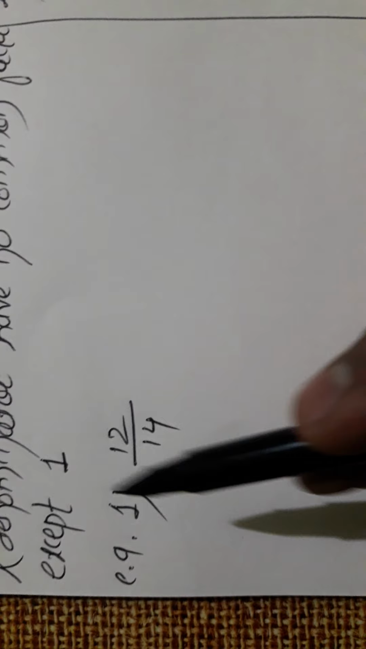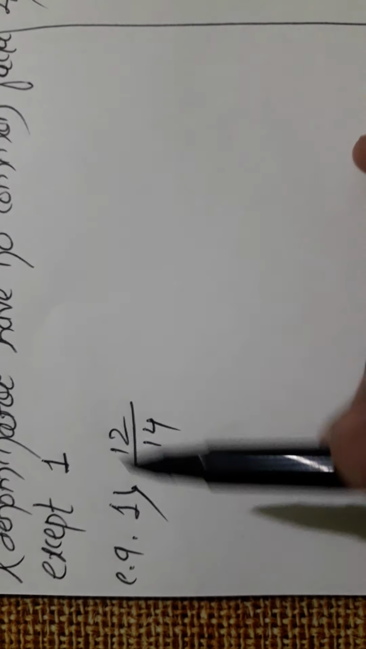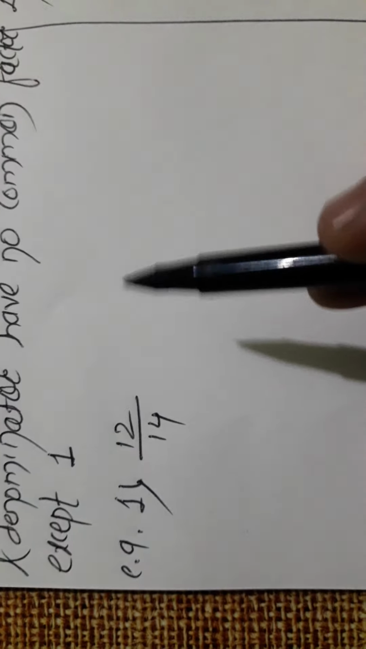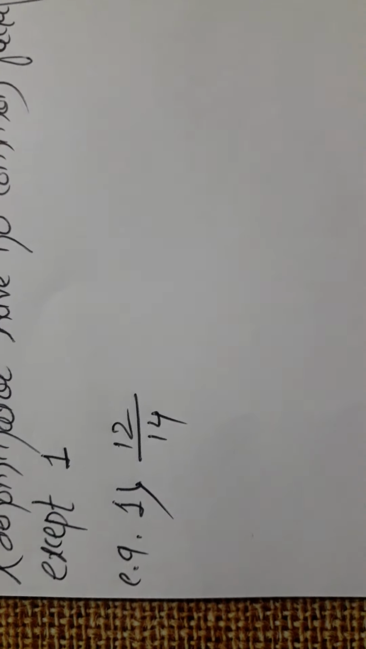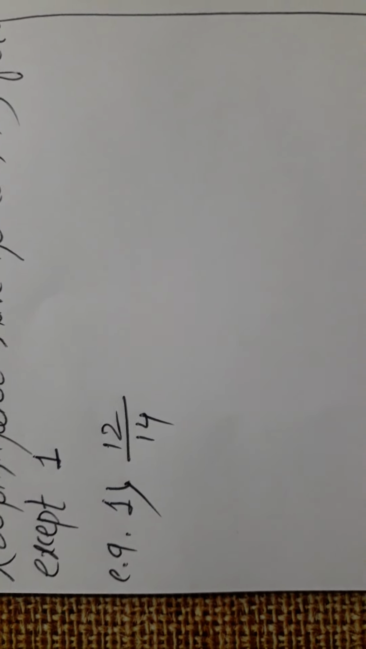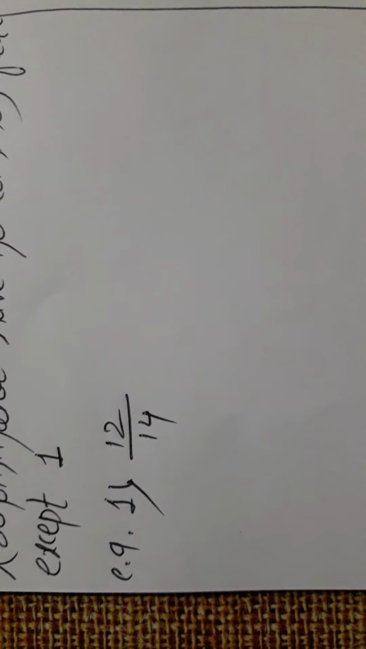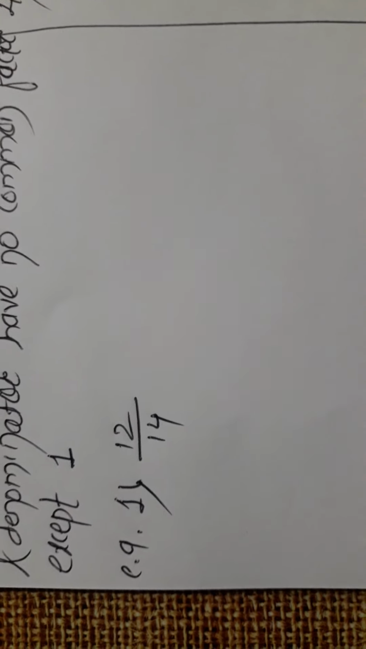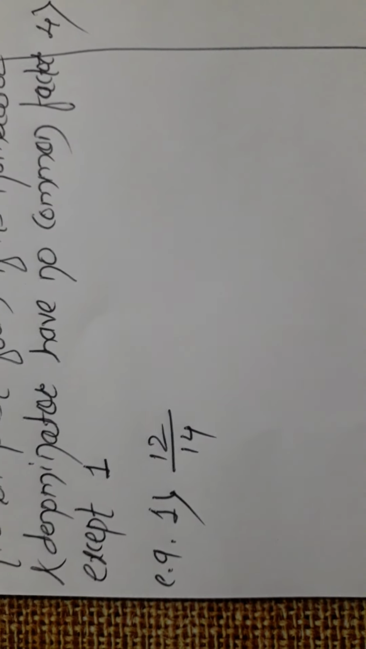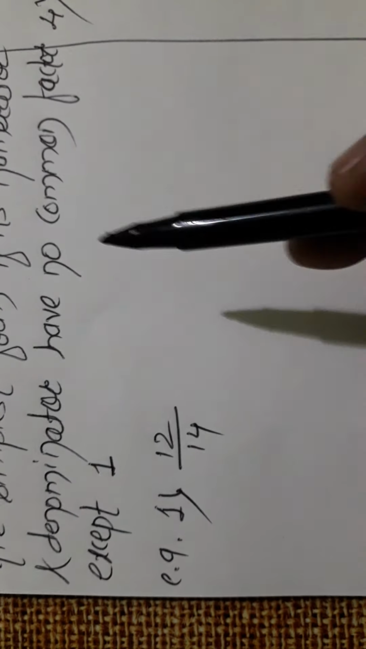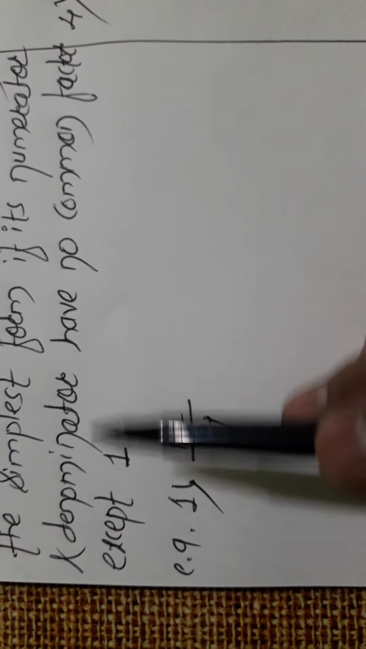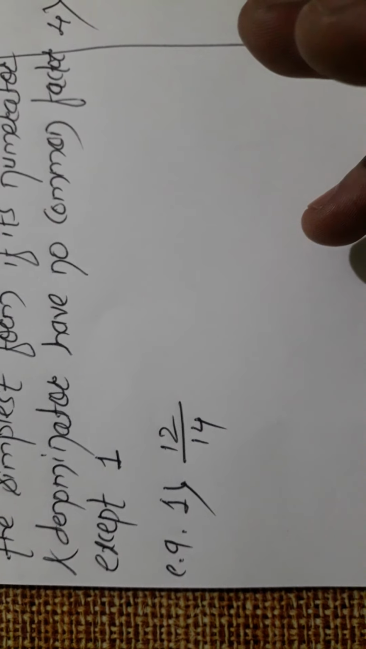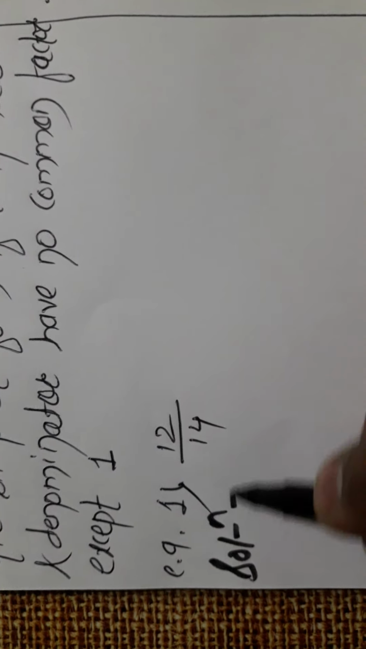12 upon 14. Now this is the given fraction, and the question will be like this: find the simplest form of the given fraction. What is the given fraction? 12 upon 14. We are going to find the simplest form. The simplest form is nothing but we have to find a common number. That number is useful to divide the numerator and denominator, and after division we have to reach a numerator and denominator which have no common factor except 1. Okay, how to find it? Look here, 12 upon 14. Solution given.